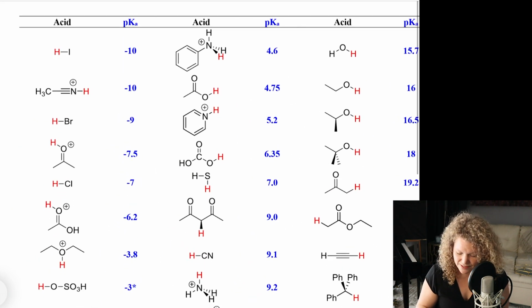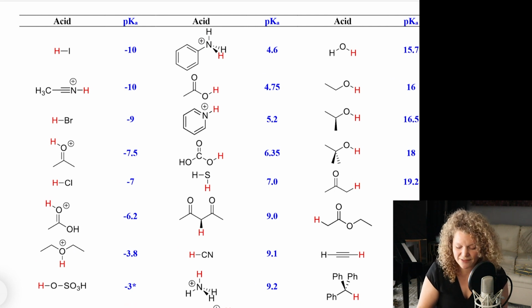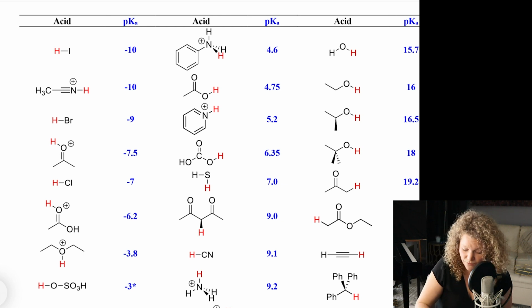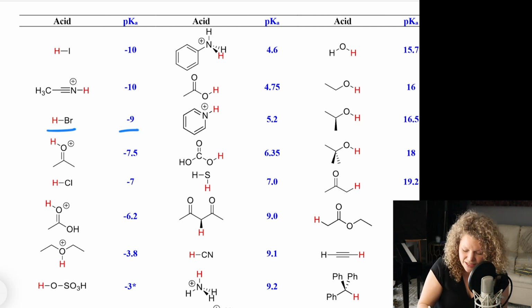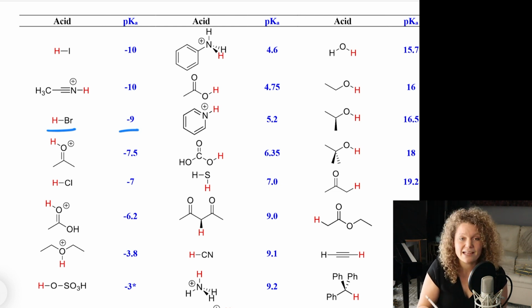What you'll see here is that there's a list of acids, and the hydrogen that it's talking about is highlighted in red. So, for example, here we have HBr. HBr has a pKa of -9. This hydrogen on HBr is quite acidic.